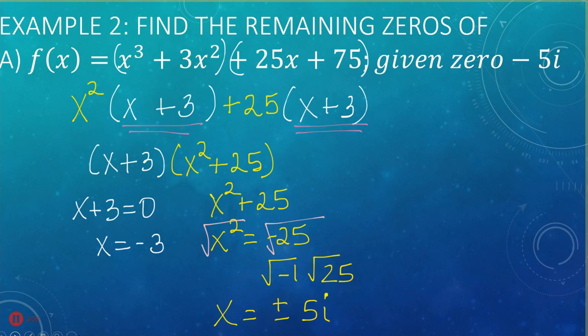Now they gave us one root. They told us that one would be negative 5i. So theoretically, we already knew that we had one that was positive 5i, but we didn't quite know this third one here. So now we have found the remaining zeros. We have a zero at x equals negative 3, x equals positive 5i, and x equals negative 5i.